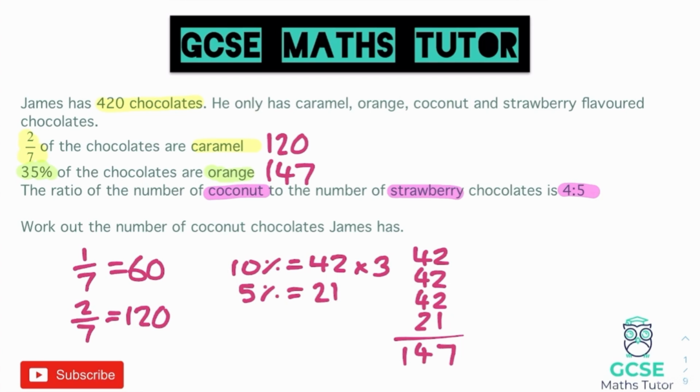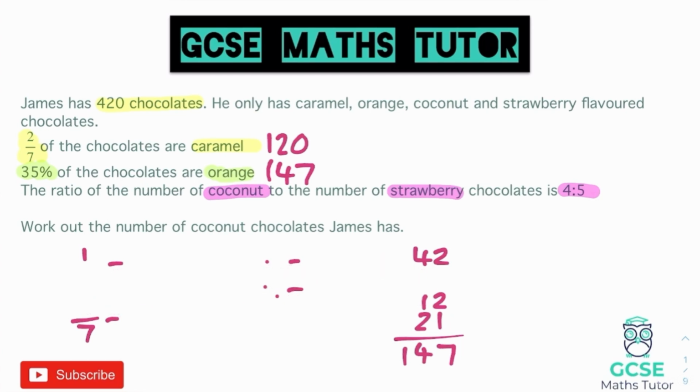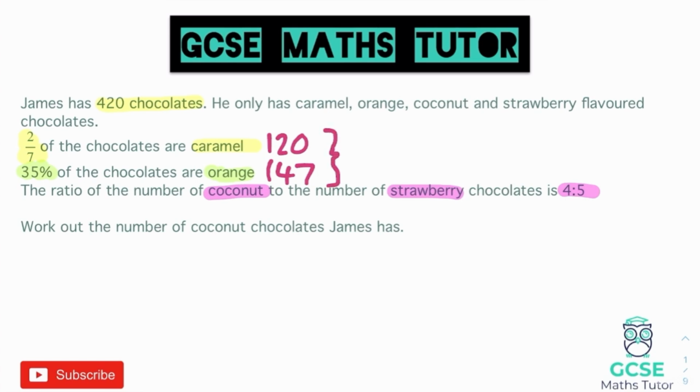Now we've got one last piece of information, and we're going to get rid of all of this and just focus on that for now. So this last piece of information tells us that the number of coconut to the number of strawberry is in the ratio 4 to 5. And that is going to be for the remaining chocolates after we get rid of the caramel and the orange. So we need to actually work out how many are left just for those. If we add together the 120 and the 147, that adds up to a total of 267. Now we need to take that away from the total, and we know that the total was 420.